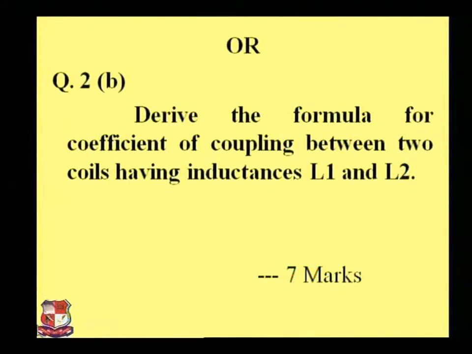Again, it is the optional question, question number 2b. Derive the formula for the coefficient of coupling between two coils having inductances L1 and L2. Here the coefficient of coupling, that is M, or you can say K, is for the inductances of coil L1 and coil L2.